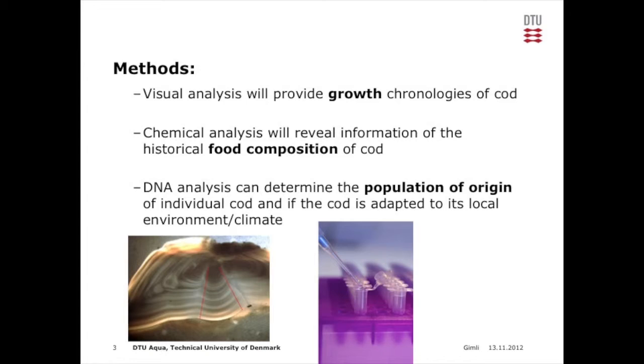The visual analysis, by looking at growth chronologies, you're able to provide indices of growth over time. The chemical analysis would give you some indications of what these fish have been eating, and the DNA analysis would show you something about the population structure and evolution over time, or whether they're adapted to the local climate.